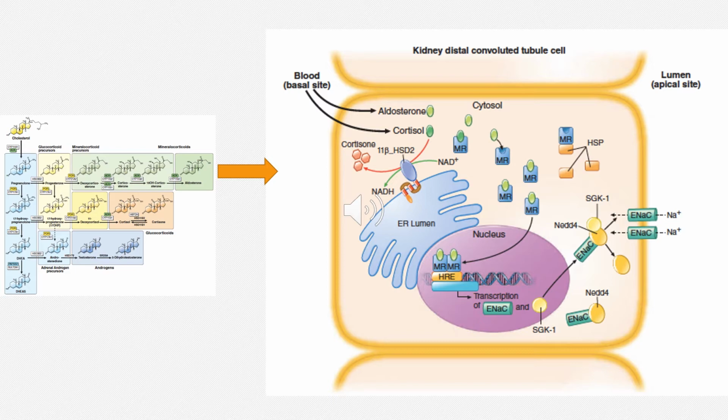Just like cortisol, aldosterone acts on its receptor in the kidneys. As you can see in the illustration, this is the principal cell of the kidney. Aldosterone dissociates heat shock proteins. Activation of MR enhances transcription of the epithelial sodium channels, ENaC, and serum glucocorticoid inducible kinase 1, mediating sodium reabsorption and retention.